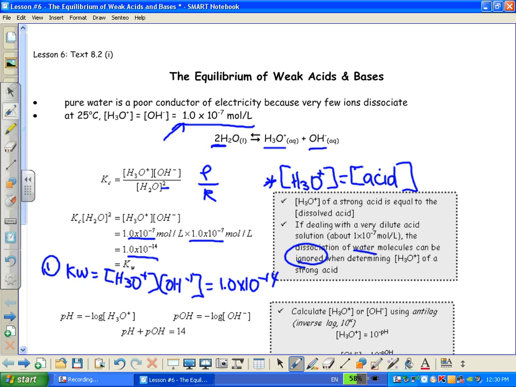However, because you can ignore the water molecules, it does make the equation a lot easier and less likely for you to have to do a quadratic. Like I said, it might not make sense right now, but as we go through a question, and more in 8.2 part 2, then it will make a little bit more sense. But just keep that in mind.